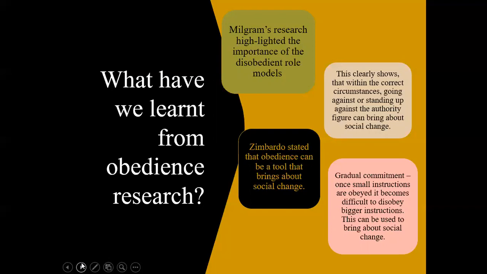Now, I know we didn't look at Zimbardo and the idea of obedience, but he also comments here. He stated that obedience can be a tool that brings about social change. And he highlighted the idea of gradual commitment. Now, gradual commitment means you slowly commit to something, right? So it's something that happens over time, very slowly. And that can start off with one small instruction that you're given to obey.